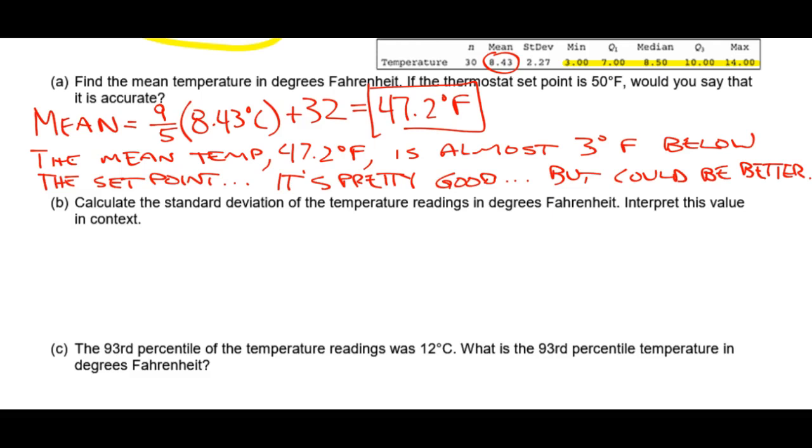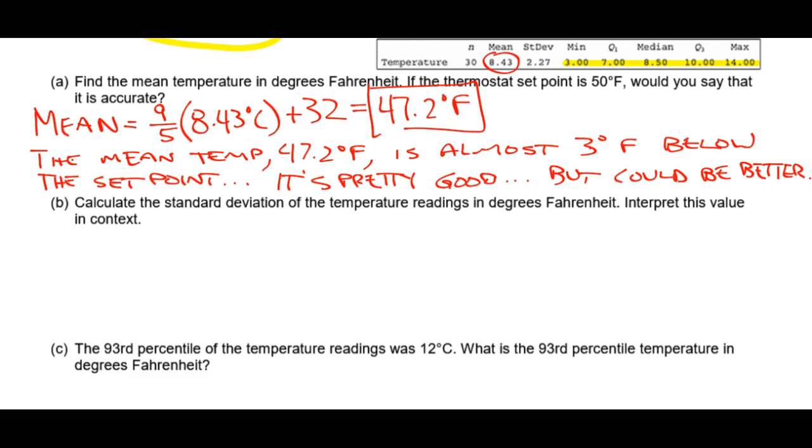But what if you're trying to control somebody's body temperature? Plus or minus 3 degrees is a problem. Could be the difference between life and death. So the relative quantity there of plus or minus 3 degrees depends on the application. If we're talking about heating a home, not a big deal. It's just our personal comfort. If we're trying to save somebody's life, plus or minus 3 degrees could be a big deal.